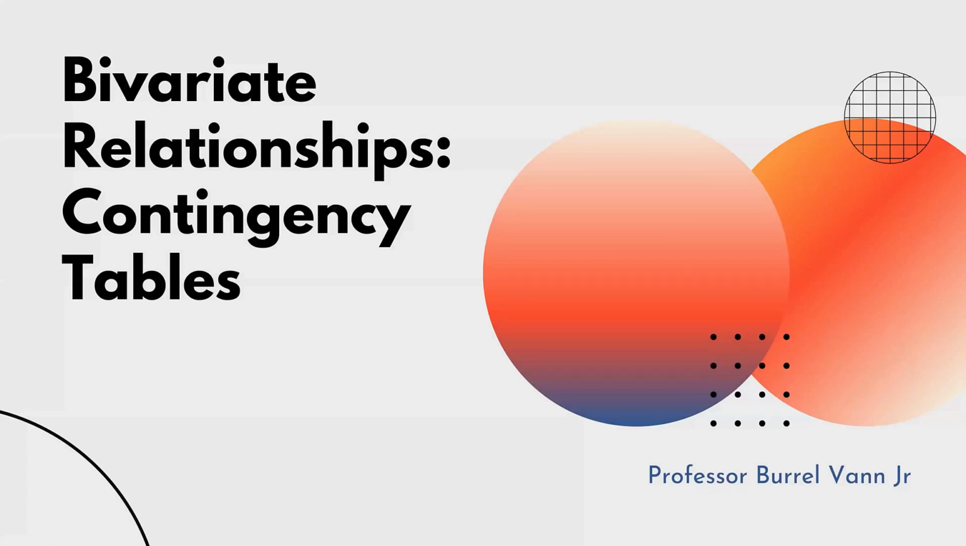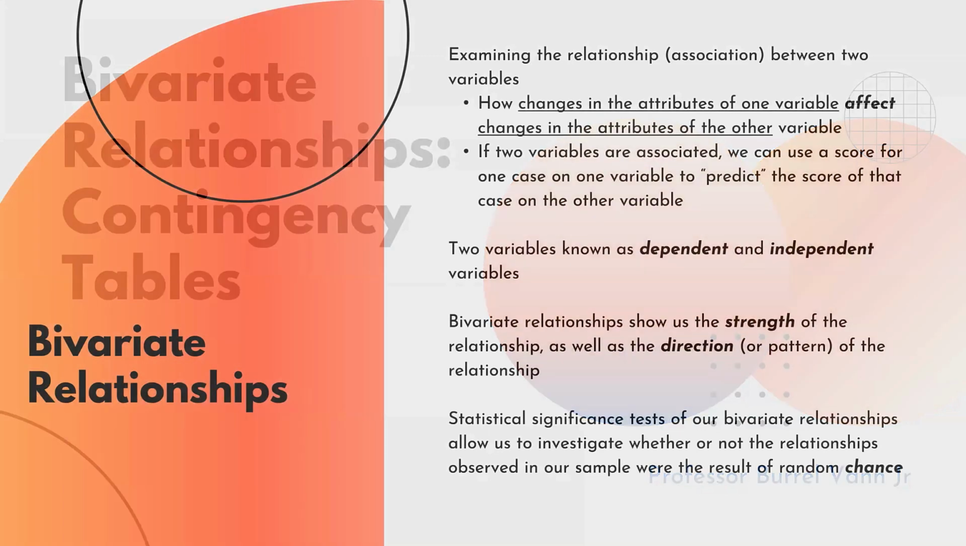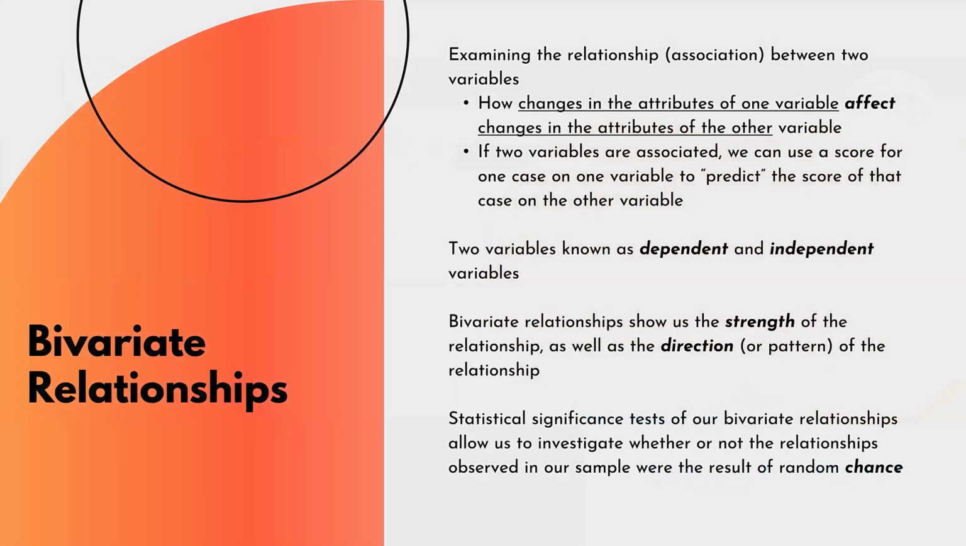So we're going to talk about different kinds of bivariate relationships, and specifically today we're going to talk about contingency tables and which kind of variables are used in contingency tables, or for which kinds of variables contingency tables are most appropriate. So a little bit of background on different kinds of bivariate relationships.